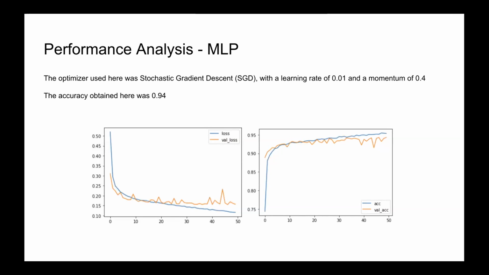These are the loss and accuracy plots and performance analysis of MLP, that is multi-layer perceptron. Here, the optimizer and hyperparameters were chosen by hyperparameter tuning, and they weren't chosen at random. The accuracy obtained for MLP was 0.94 here.